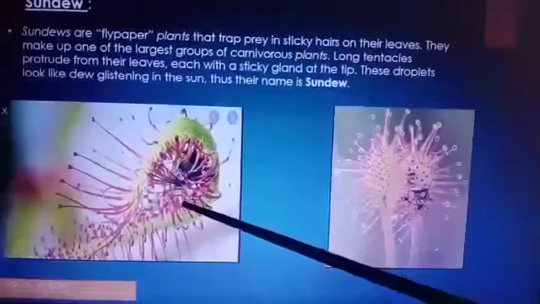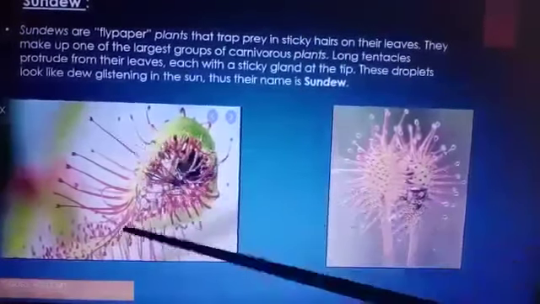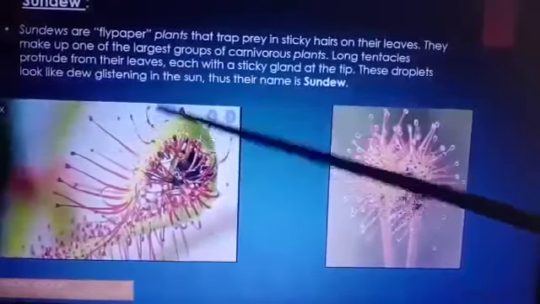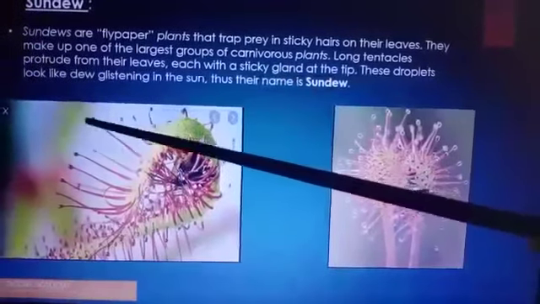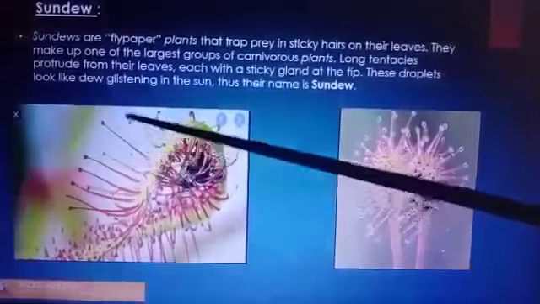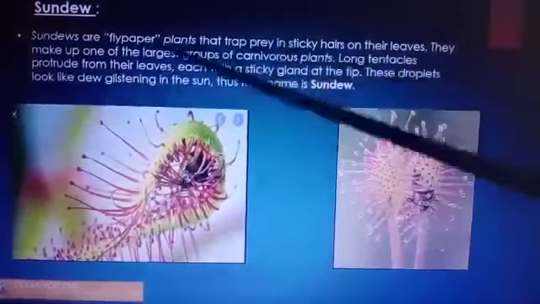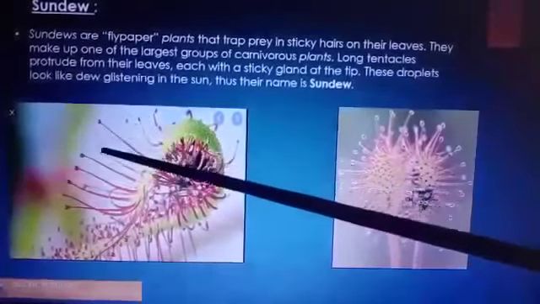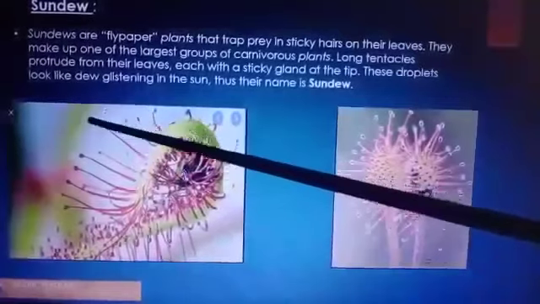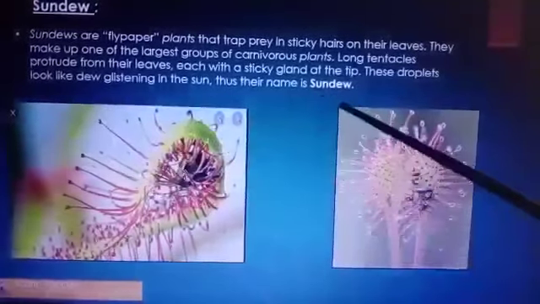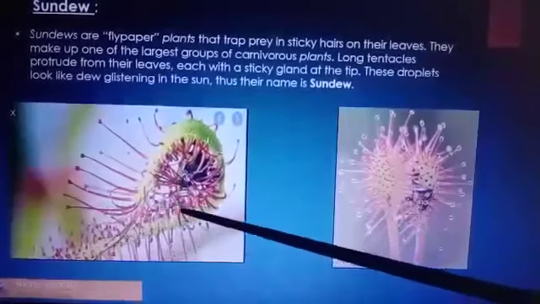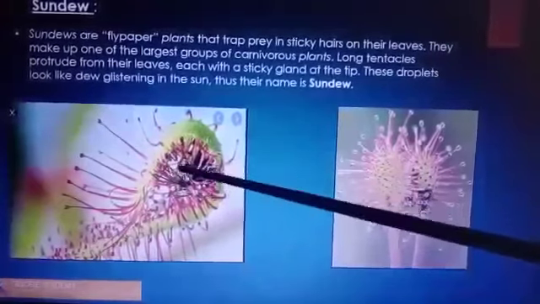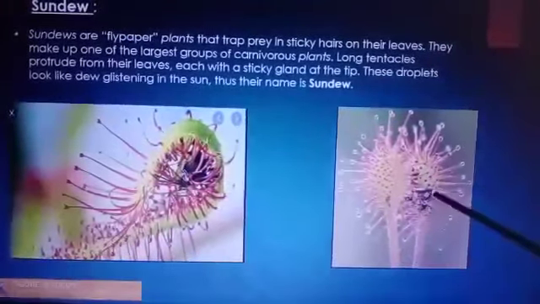Now, in this plant, you can see this is a leaf and these are the tentacles. Protrude means they are coming out of the leaf, and the sticky glands which I discussed are present at the tip of the tentacles. These droplets look like dew, like the dew we see in winter seasons, and they shine in the sunlight. So the name is given sundew. When the insect walks here, all the tentacles move and try to trap the insect. In both the pictures, you can see insects already trapped here.